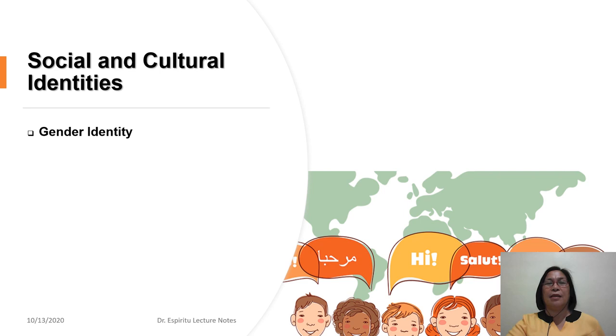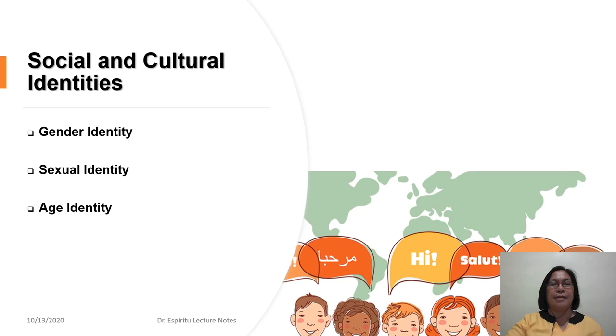Gender identity. So gender would be male and female. What about sexual identity? So sexual identity, we have these preferences already existing in our society. So we have the LGBTQ++. And these are also things that affect the way people communicate with each other. Next, age identity. So young, old, children.